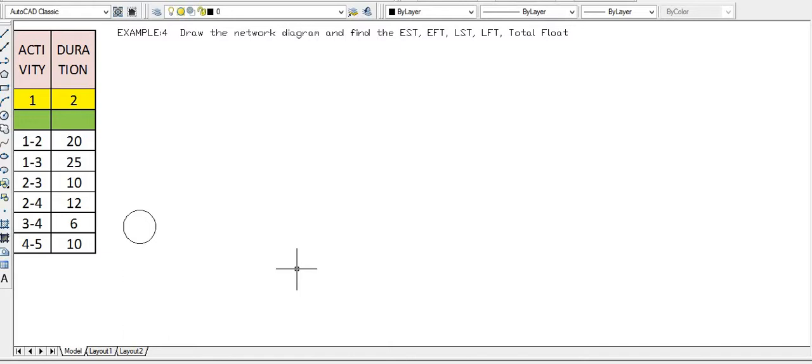That is, from event 1 to event 2 we have to draw, and the duration is 20 days, or hours, whereas 1 to 3 also has the same starting point, 1. Therefore we will draw 1 to 2 and 1 to 3, both activities having the same starting point as 1. Okay, so we will draw this, we will copy this.